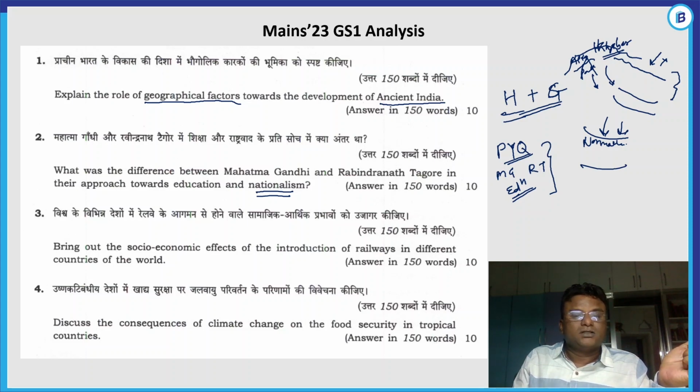Okay. Then the third question is: bring out the socio-economic effects of the introduction of railways in different countries of the world.